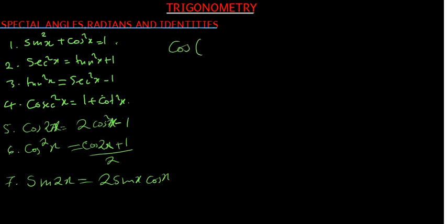So cos(x/4 + x/4). Now for this one, we first get cos the first angle, which is x over 4, and then again cos the second angle, which is the same x over 4, and then we subtract. We go now to sine the first angle, which is x over 4, and then again sine the second angle, which is still x over 4.